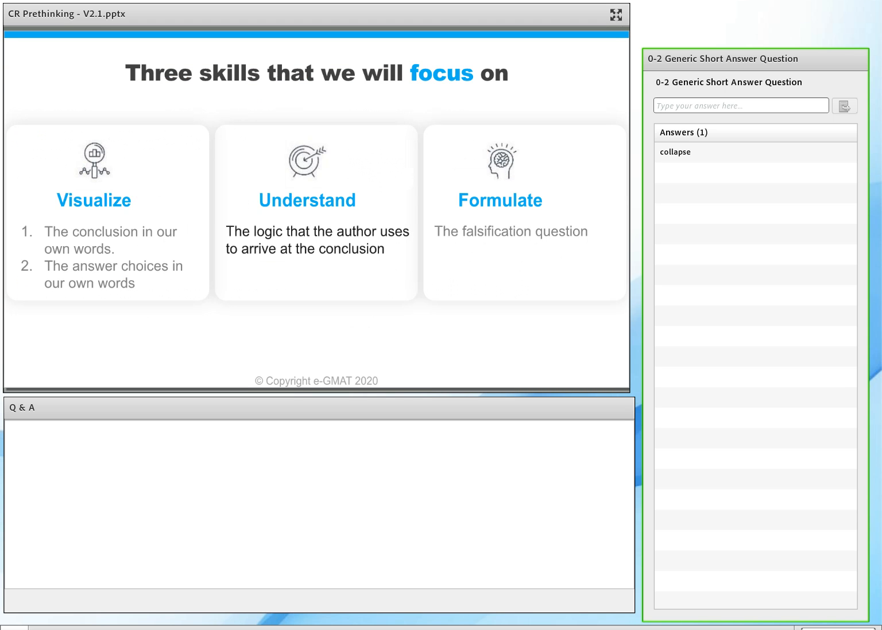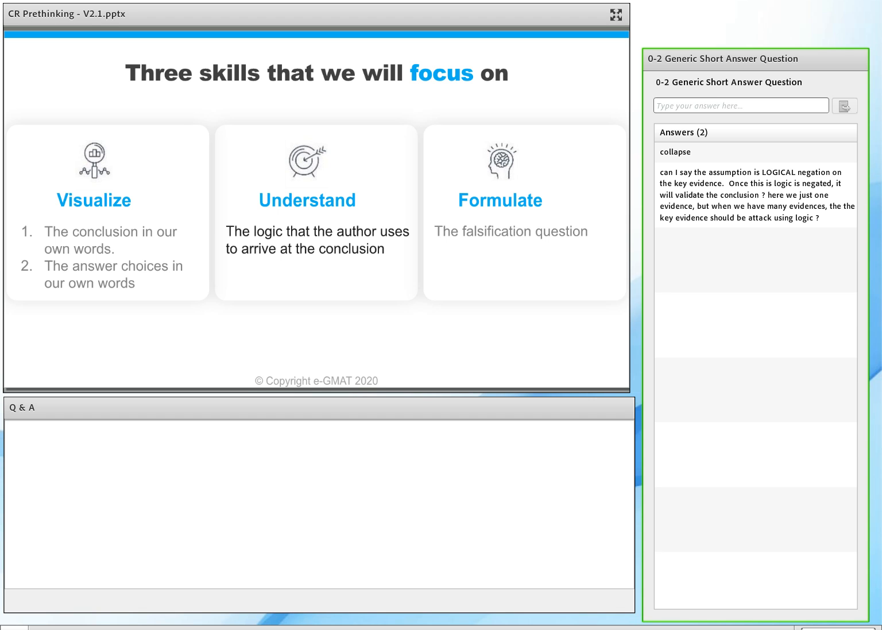All right. So let's go over here. Again, the skills that we will focus on in this entire piece. So with this, what I did was that we talked about the 3 pieces over here, which is visualizing the conclusion, understanding the author's logic. What we are going to now learn is how to formulate the falsification question. Now, we did it on a very, very simple example. We're also going to push the difficulty level of the examples so that we build on that strength of visualizing and understanding the author's logic.